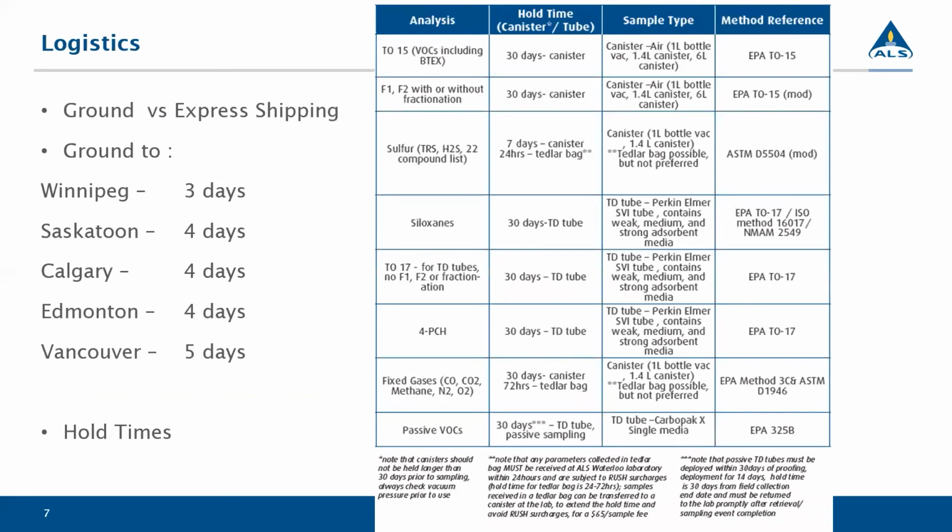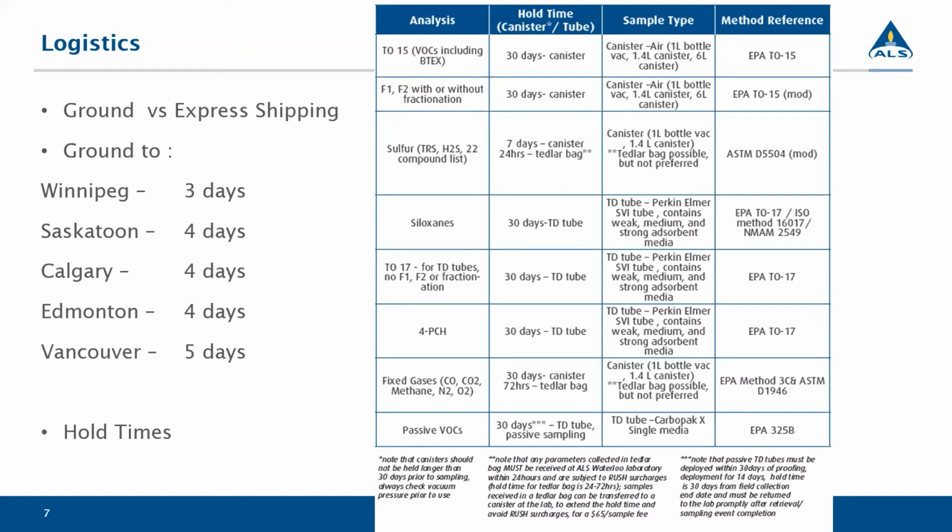So here's the logistics I was talking about. Ground shipping: if you're going to Winnipeg, or pretty much, unless it's remote, most places in Manitoba, it's 3 days. Regina and Saskatoon, it's 4 days. And that means not that Monday would be day 1. If I'm shipping out on Monday, day 1 is actually Tuesday. And Calgary's 4 days, Edmonton's 4 days, and Vancouver is 5 days.